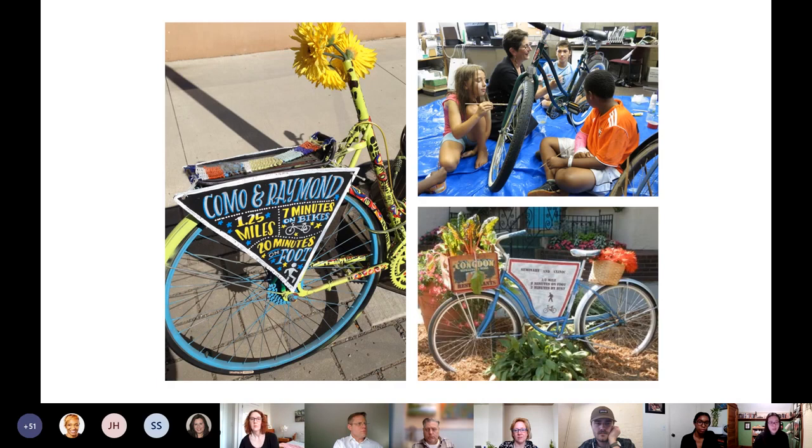And people also, of course, were proud of these bicycles. So they took friends to go see the bicycles. So it just created momentum, it created conversation, and it helped bring attention to different businesses.